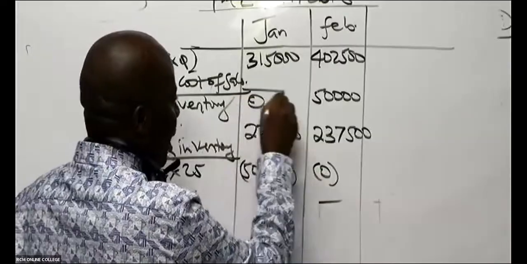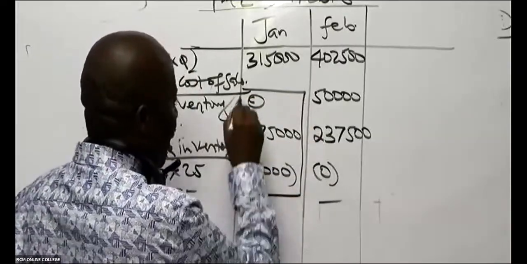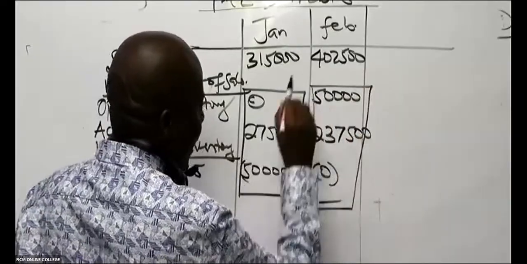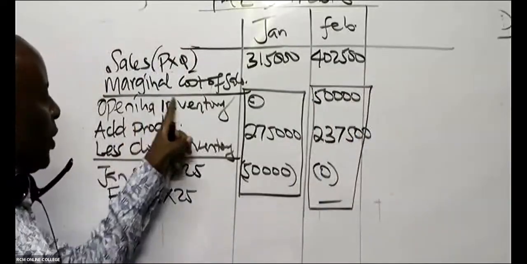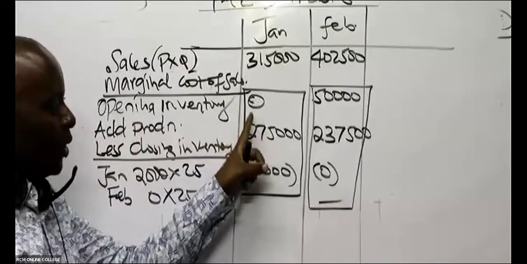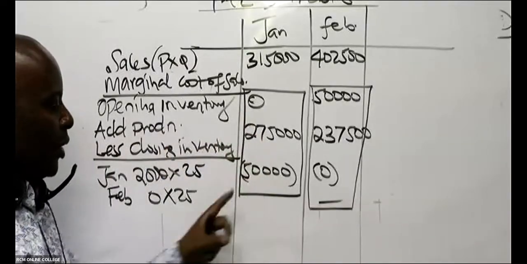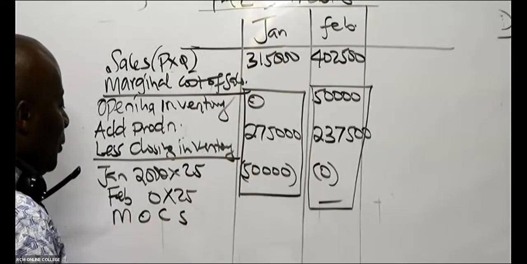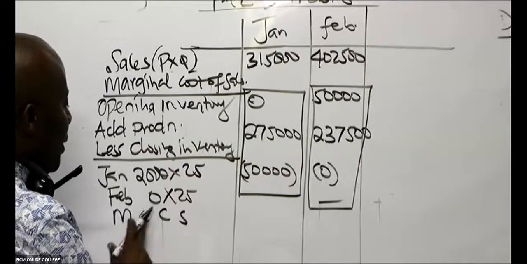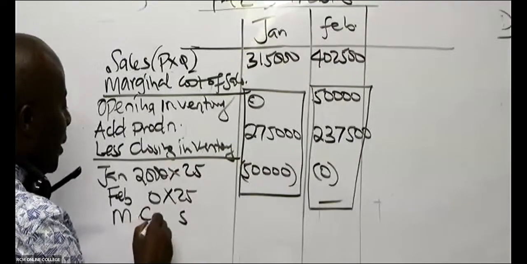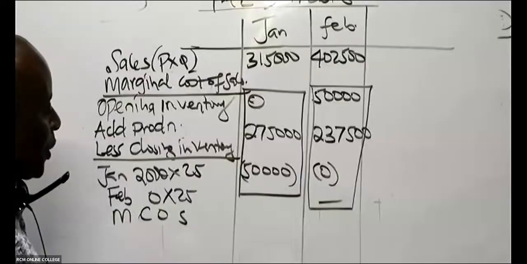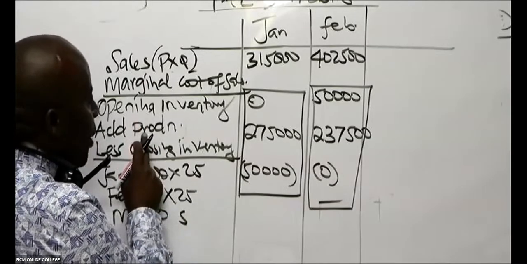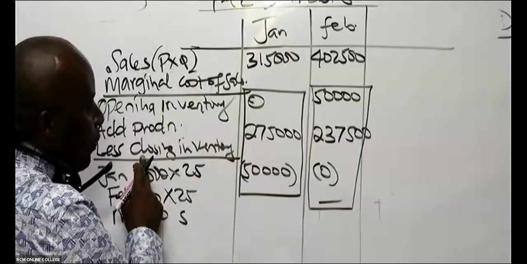So please take care of these 3 numbers. Always take care of those 3 numbers. So you're taking here opening inventory, you add the production. So you take 0 plus this minus this. You give me the MOCS, marginal cost of sales. So remember, to get marginal cost of sales, you take opening, you add production, you less closing inventory.